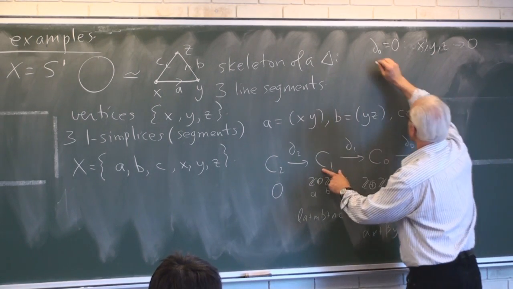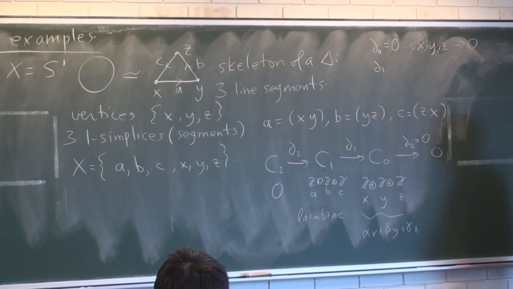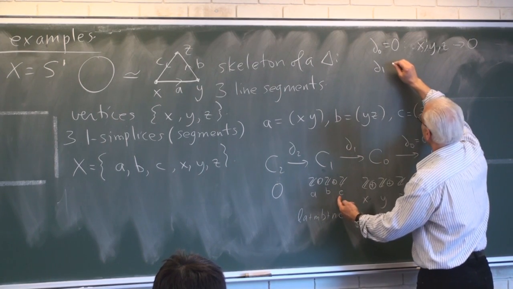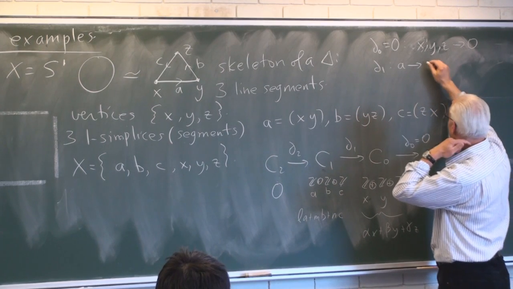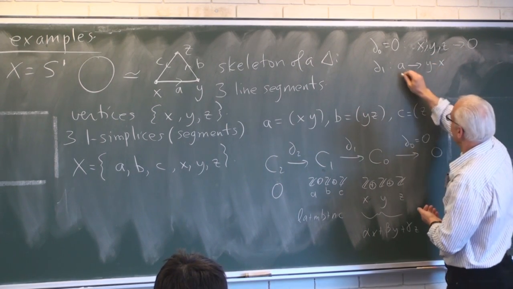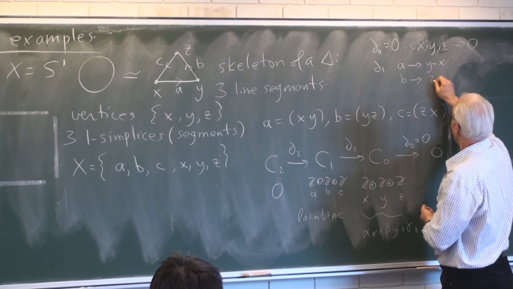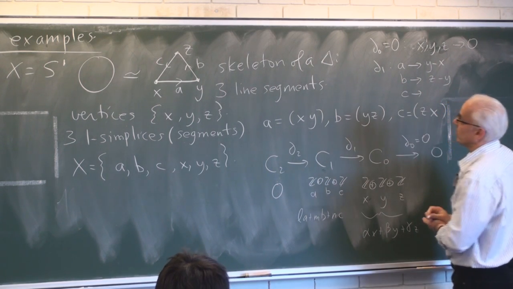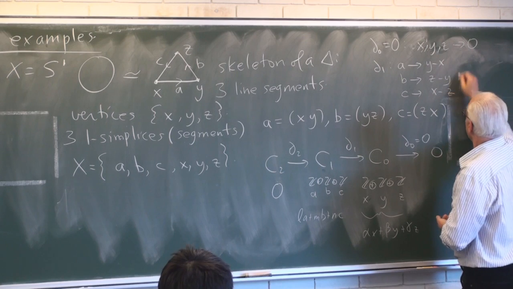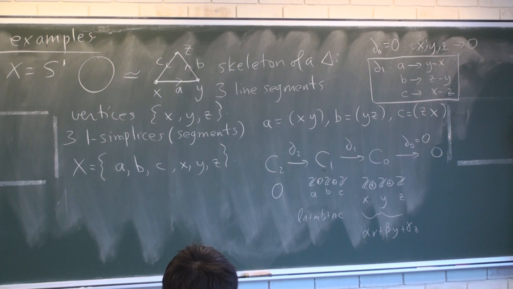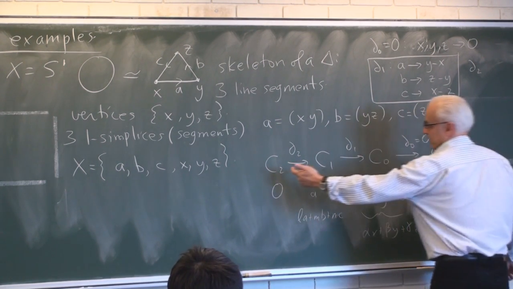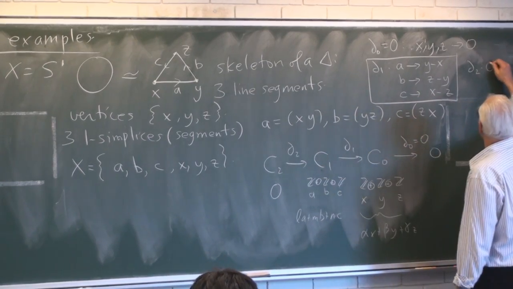What about the first boundary operator, del1? How does it act on the generators A, B, and C? Well, it sends A to the difference y minus x. It sends B to z minus y, and C to x minus z. And del2 is just taking 0 to 0, so it just sends 0 to 0.